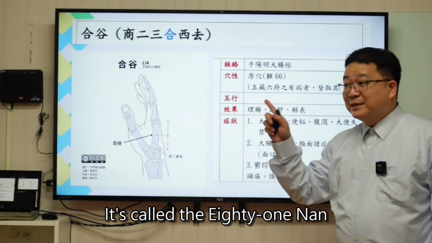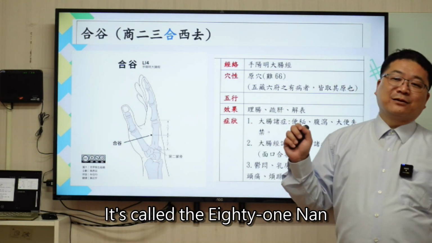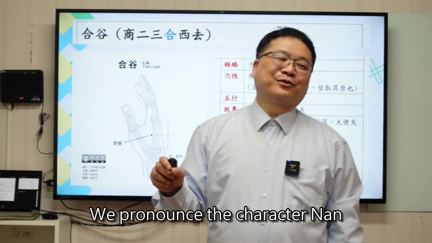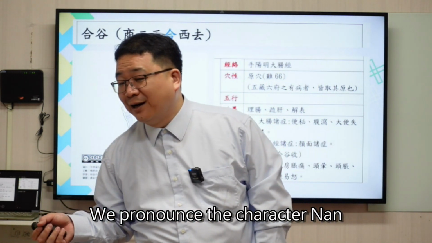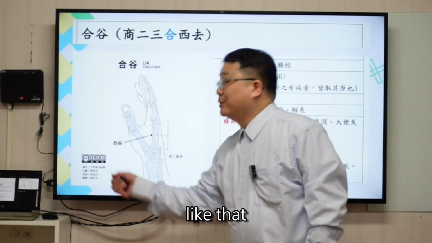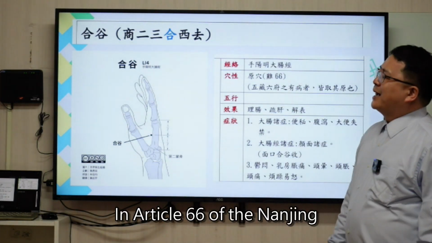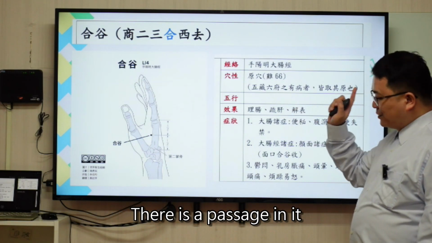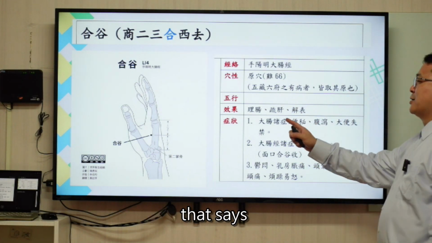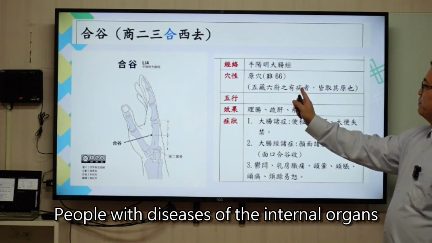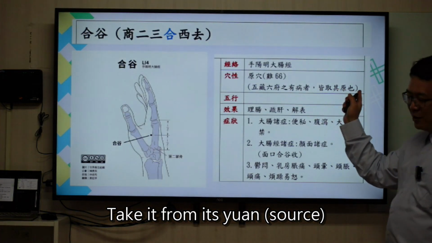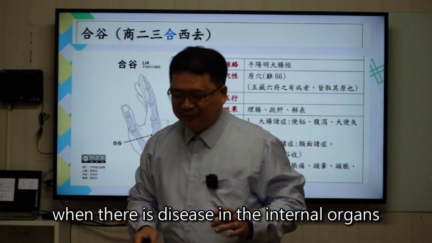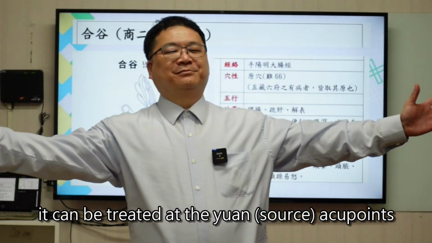It's called the 81 Nan. We don't say Nanjing, difficult scriptures. We pronounce the character Nan with the fourth tone, like rescue team. In Article 66 of the Nanjing, we call it 66th Nan. There is a passage in it that says, people with diseases of the internal organs take it from its yuan, source, which means when there is disease in the internal organs, it can be treated at the yuan, source, acupoints.